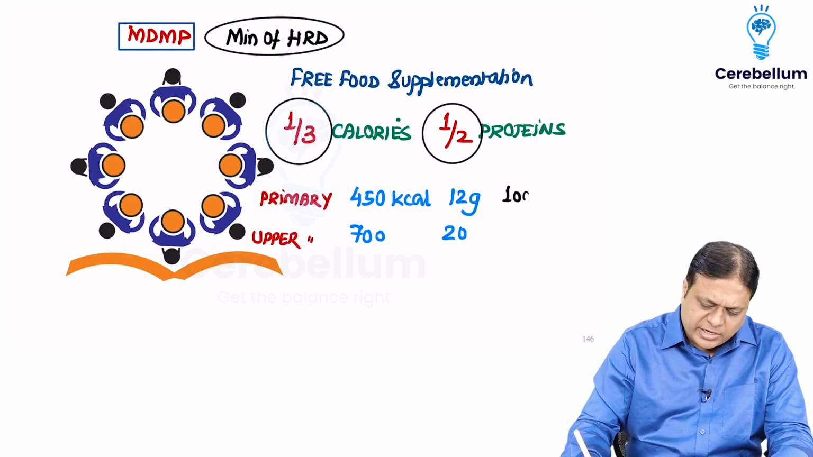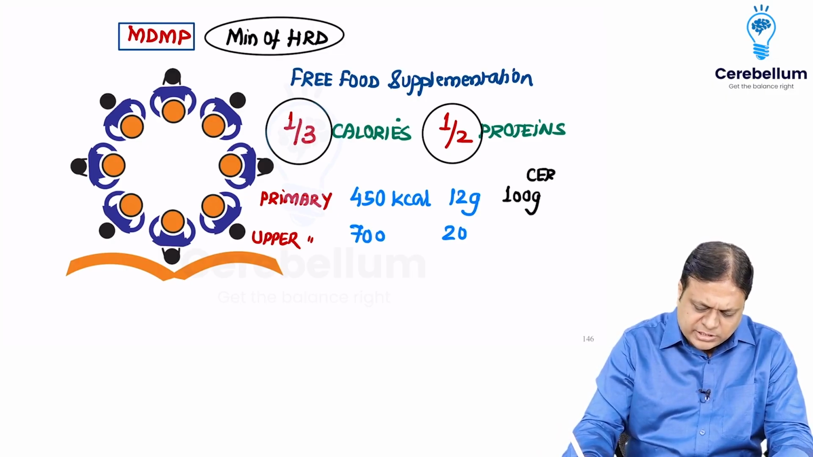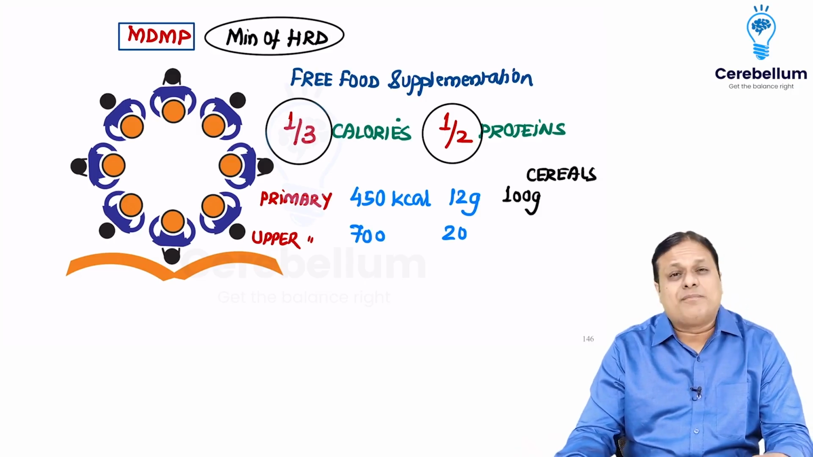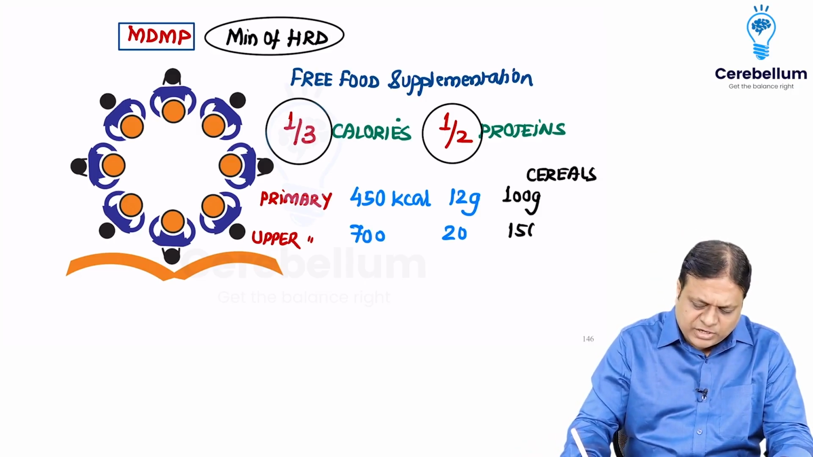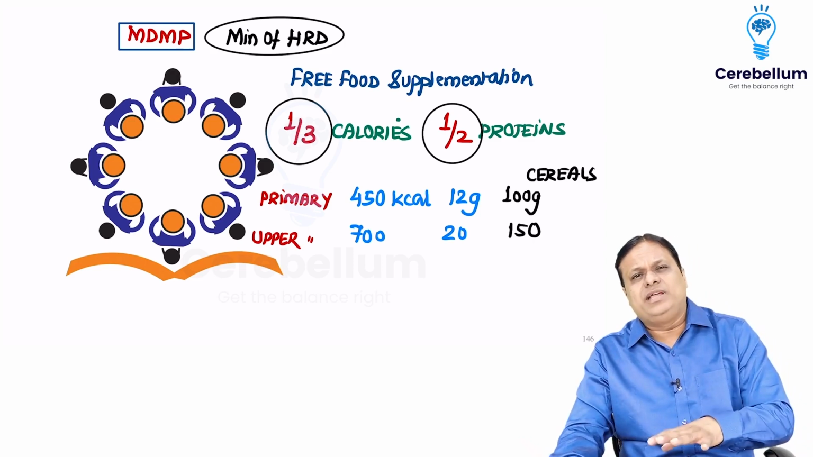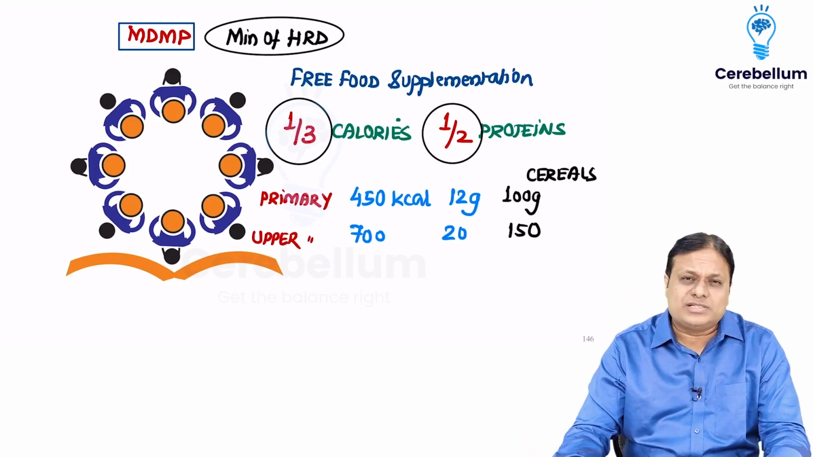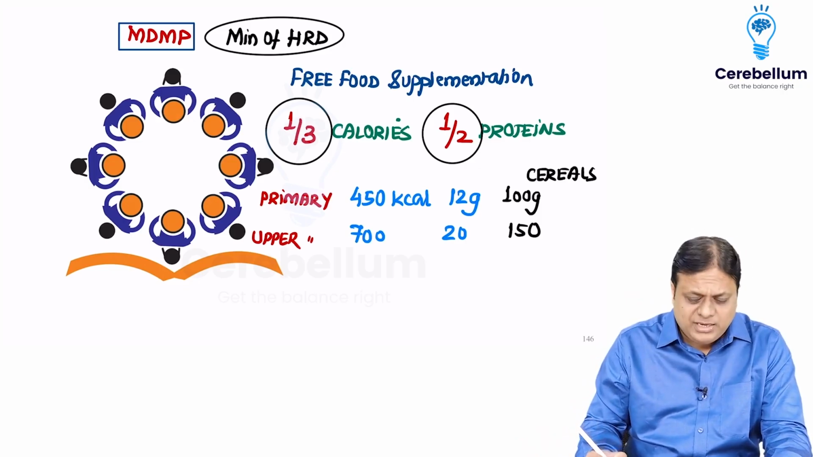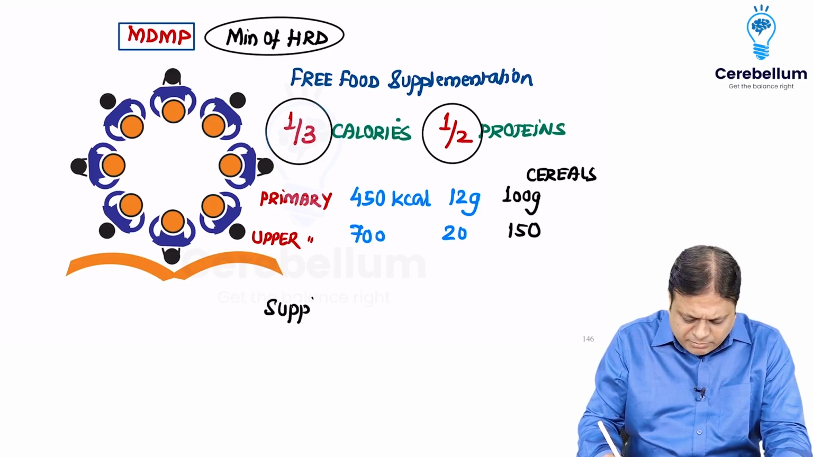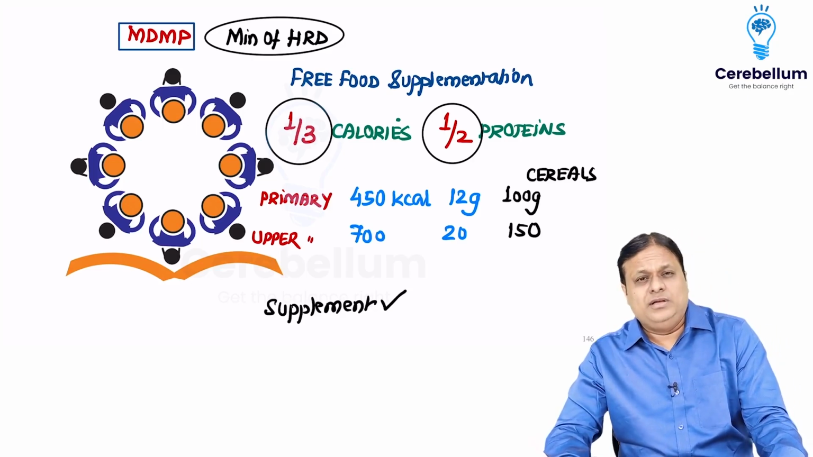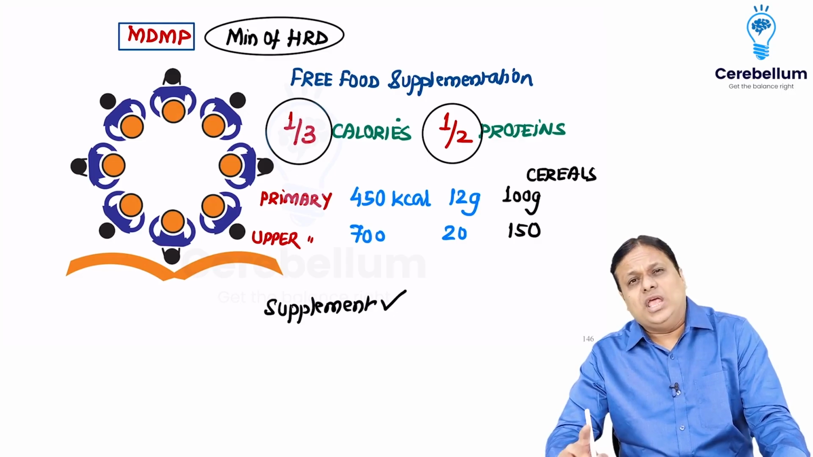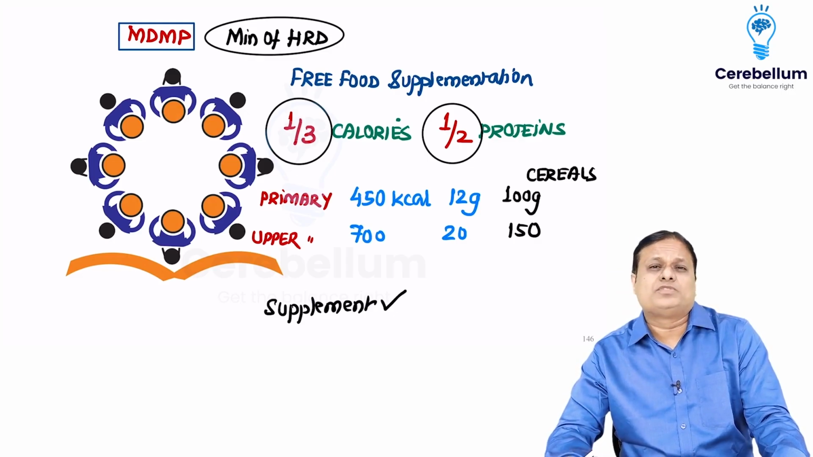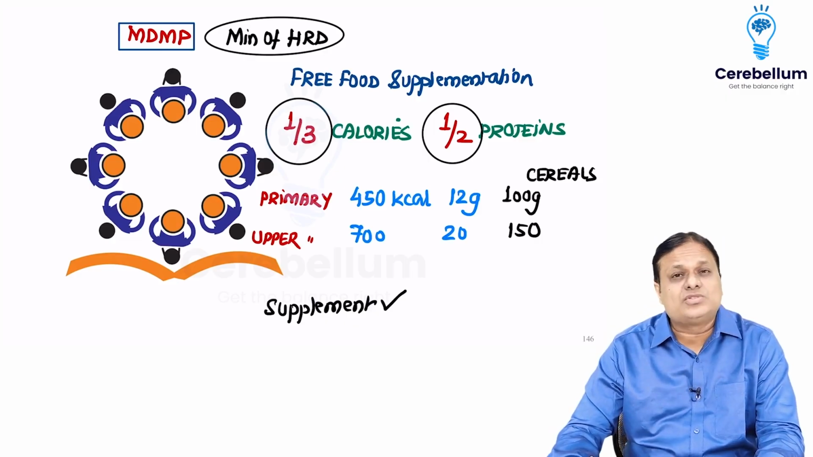For this, 100 grams of cereals per child per day are marked in primary section and 150 grams of cereal per child per day in upper primary class students. Please remember, this meal is a supplement. It is not a substitute. Menu should be changed frequently. Please remember, it should be made from locally available foods. And also remember, its initial purpose was to increase the enrollment in the schools.